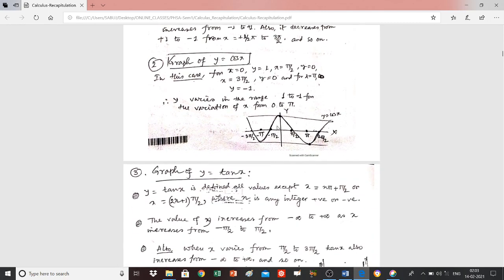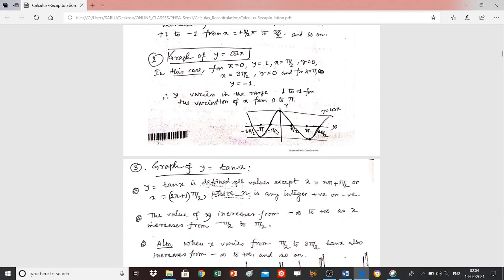This is the graph of cos x, and you know that for 0 it is plus 1, for pi by 2 it is 0, and for pi it is minus 1. Again, for the negative values of x, for minus pi by 2 it is 0, and for minus pi it is minus 1. So this is the graph.